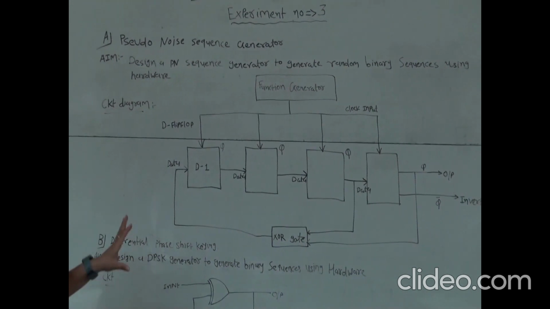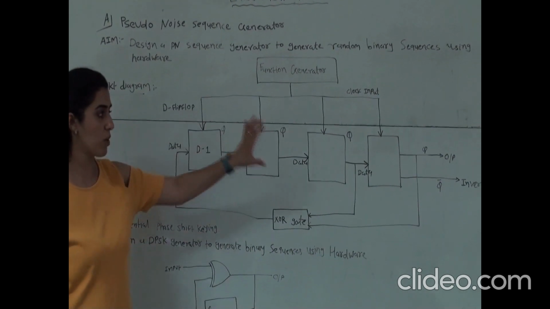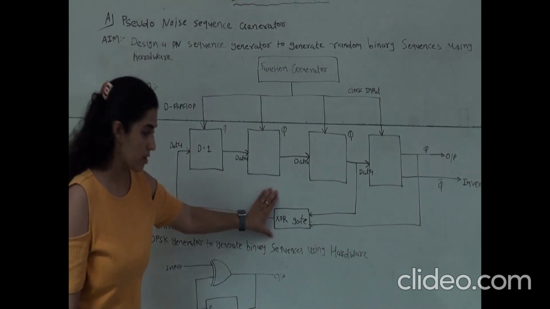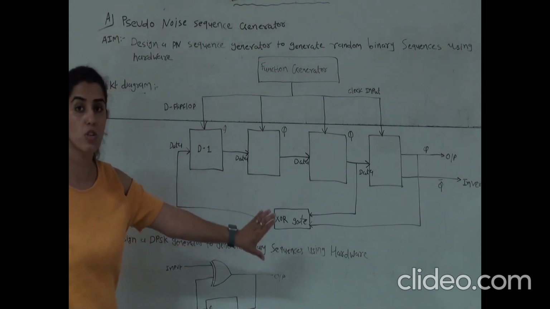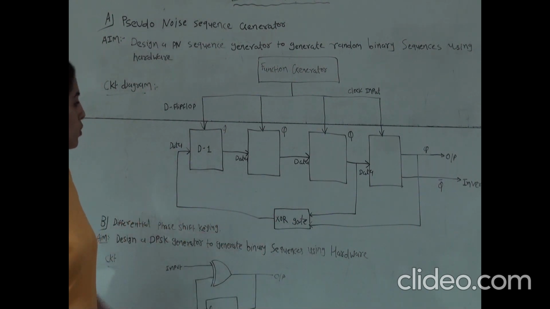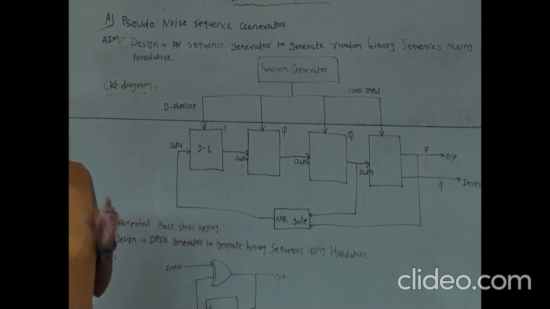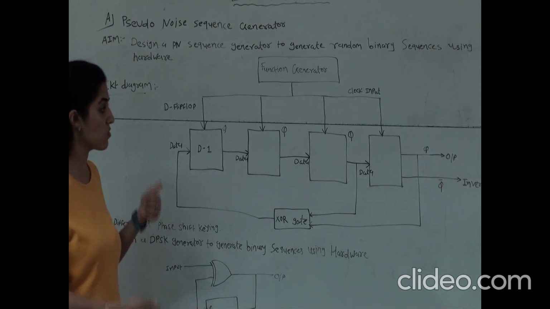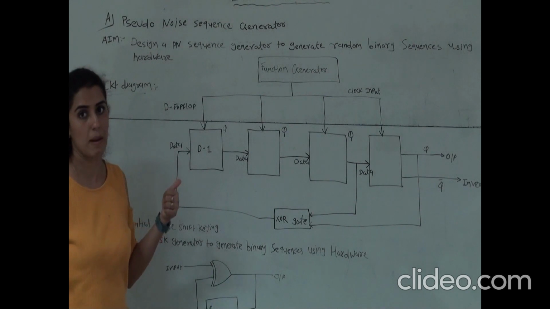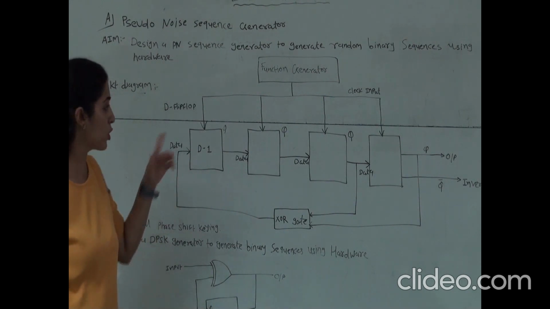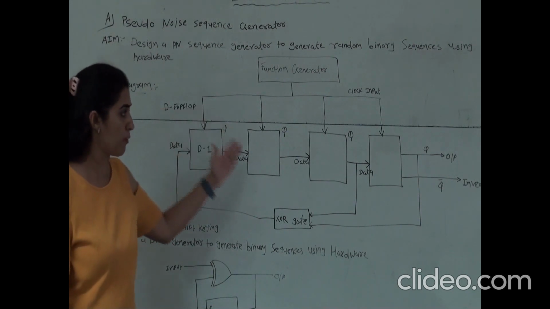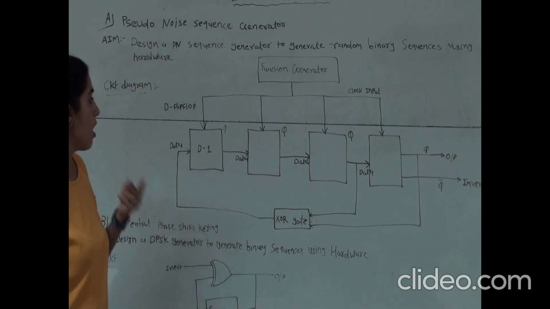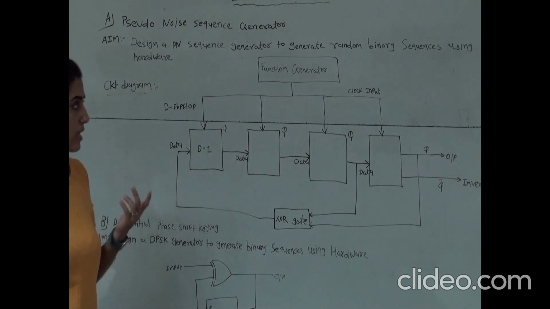Now how does this work? For the D flip-flop we are going to use IC 4013, and for the XOR gate we are going to use IC 4030. In 4013 there will be 2 D flip-flops in a single IC. Because we require 4 D flip-flops, we will require a total of 2 ICs. With the 2 ICs we have to make the connections.